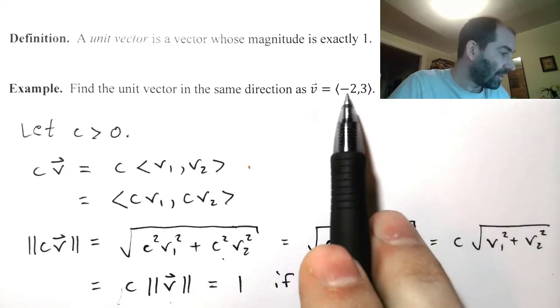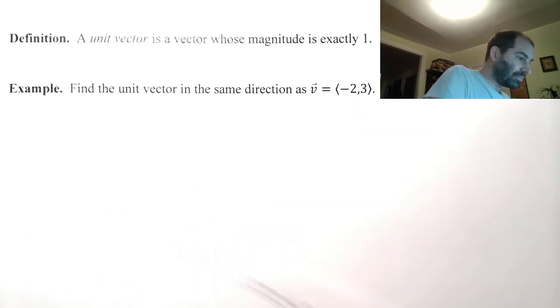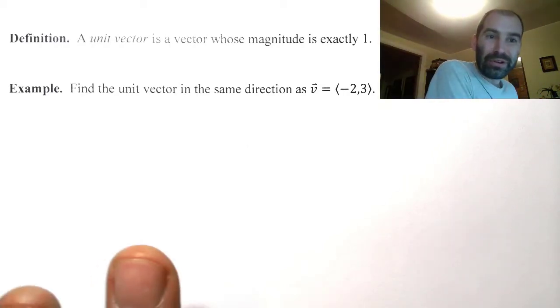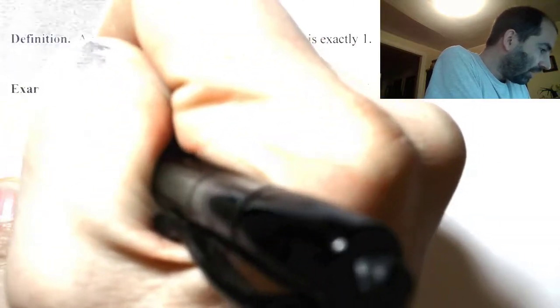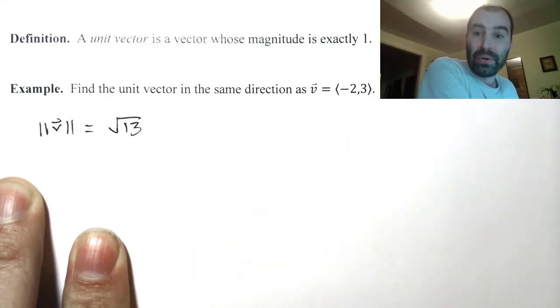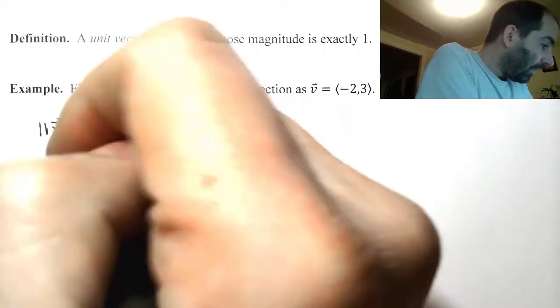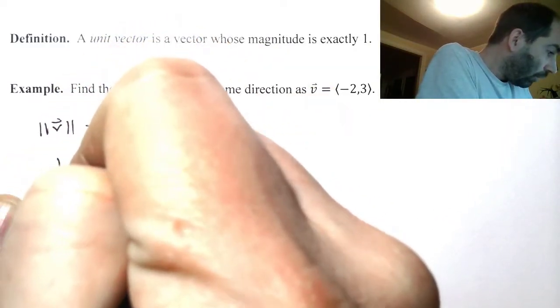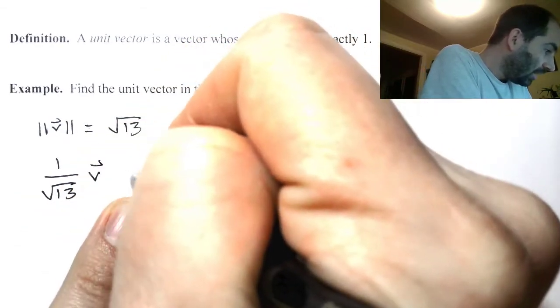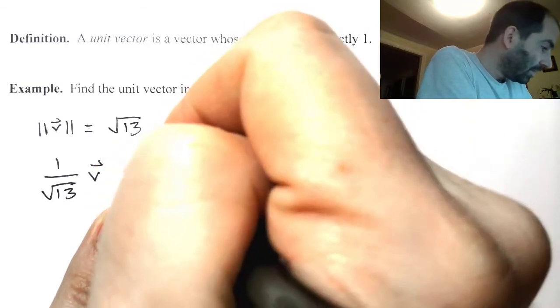So we're going to compute the magnitude of this, take 1 over that, and then multiply it by this. So let's do it. Well, we've already computed the magnitude earlier in this video. We found that the magnitude of V was equal to the square root of 13. If we hadn't already computed that, we'd have to compute it now. So we know from what we just showed that 1 over root 13 times V will be a unit vector. So that's what we want.